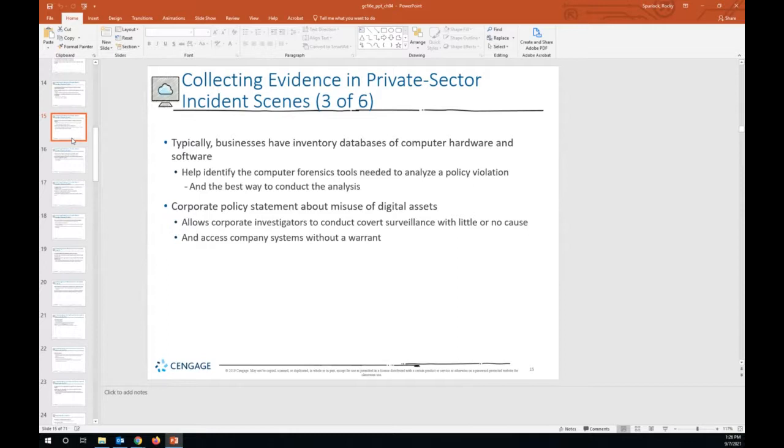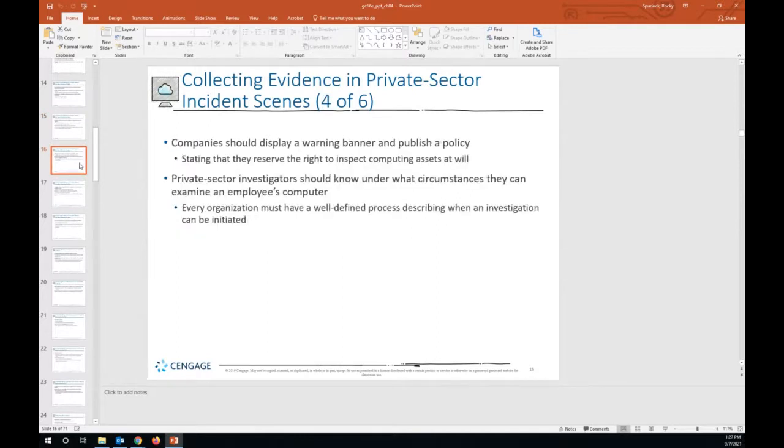In addition, a corporate policy statement about misuse of digital assets allows private sector investigators to conduct covert surveillance with little or no cause. It also allows them to access company systems without a warrant. Companies should also display a warning banner or publish a policy saying that they reserve the right to inspect computing assets at will.